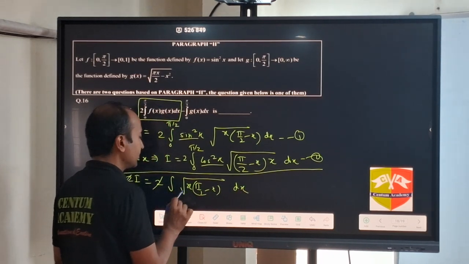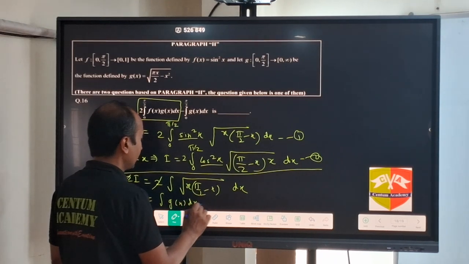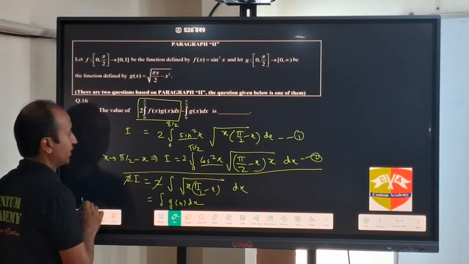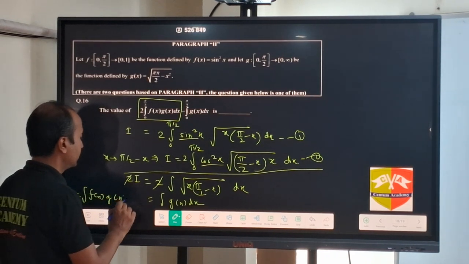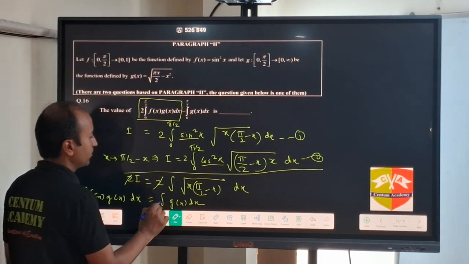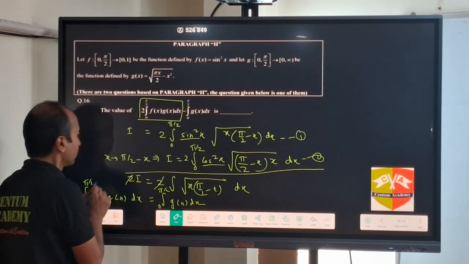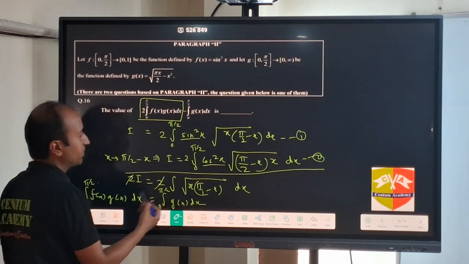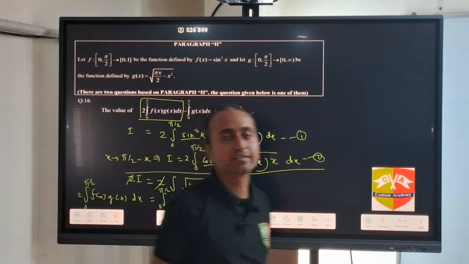Now you can see that this is nothing but the integral of g(x) dx. What was the left hand side? The left hand side was 2 times the integral of f(x) g(x) dx, which turns out to be actually the integral from 0 to pi by 2 of g(x) dx. So if you bring this on the left hand side, this whole expression will become equal to 0. So the given integral is 0.